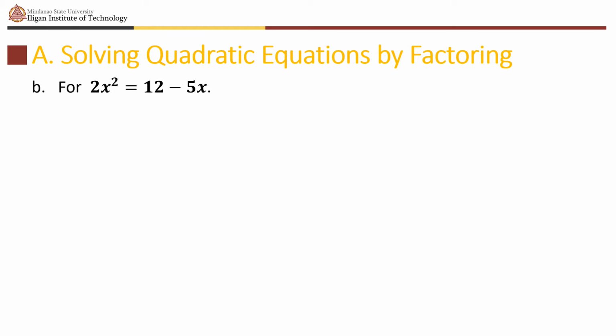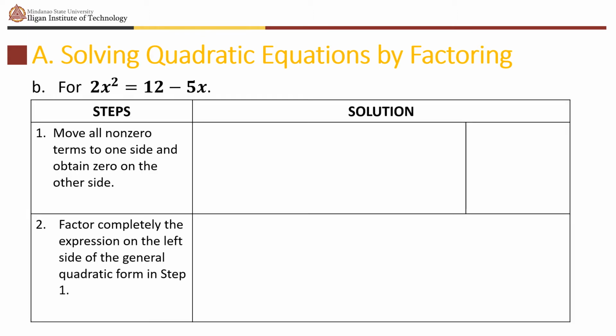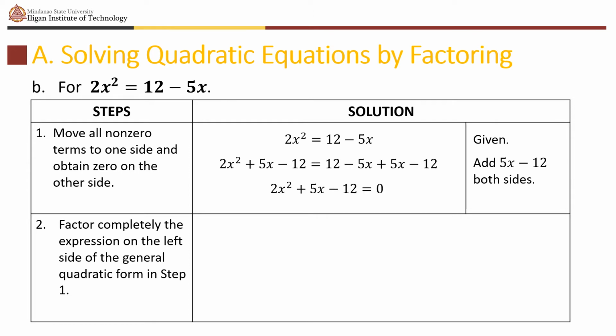In solving quadratic equations by factoring, we have another example here. 2x squared equals 12 minus 5x. Okay, we can write it by moving all non-zero terms to one side and obtain 0 on the other side. So to do that, we can add 5x minus 12 on both sides. Since you have 12 minus 5x, that's 5x minus 12. This will be 0 here on the other side.